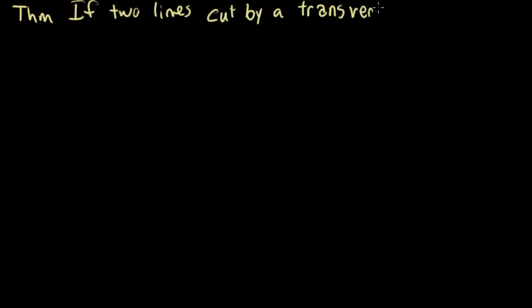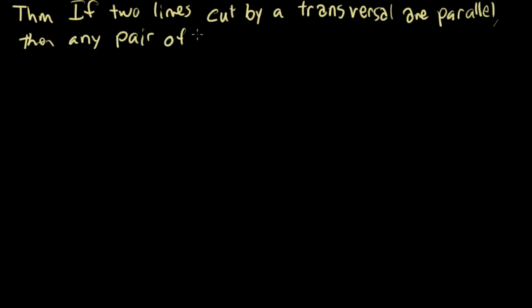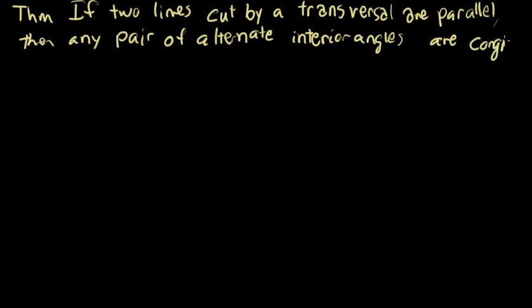The first theorem that we're going to prove with the Euclidean parallel axiom says that if two lines cut by a transversal are parallel, then any pair of alternate interior angles are congruent. And this is going to be theorem 1.001.